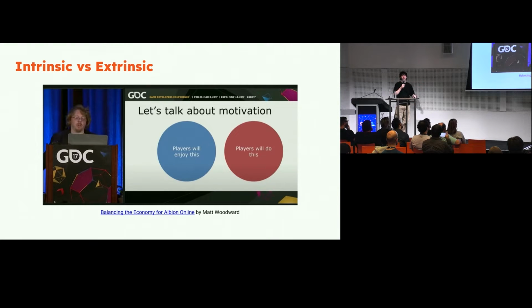So there's a great talk. We're talking about motivations. We need to talk about intrinsic and extrinsic motivations, sort of some assumed knowledge here. But Matt Woodward at the time was the economy designer for Albion Online, and if you played that game, whoa, economy design. He talks about in his talk, intrinsic motivation is the blue circle on the left. It's the things that players will enjoy. And the extrinsic motivation or rewards, these are the things the player will actually do, right?